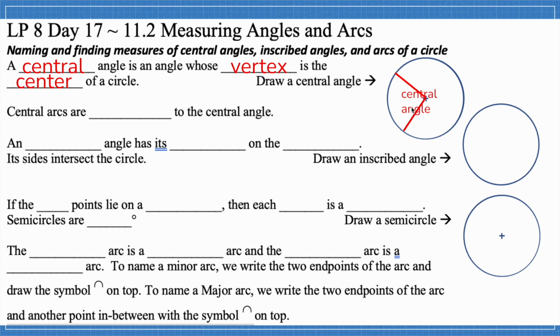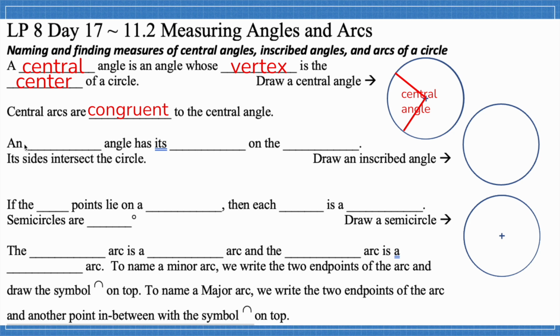One thing to remember about a central angle is central arcs are congruent to the central angle. So if I know the arc, I know the angle. If I know the angle, I know the arc created. And the arc is just from endpoint to endpoint here, the length of this section. So they're the same degree measure.